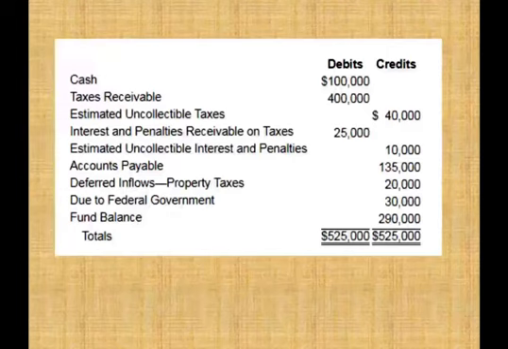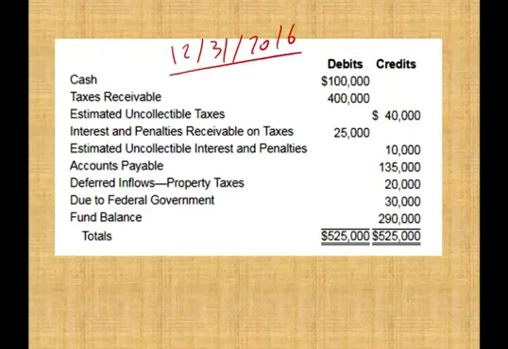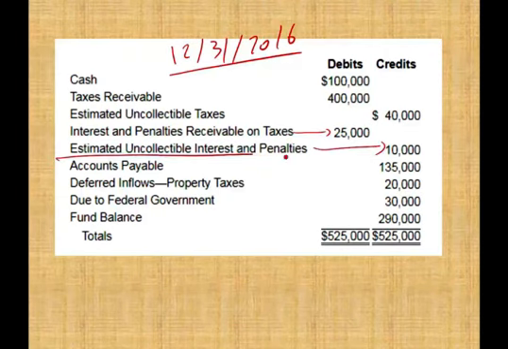So this is the trial balance for a company called the Village, not a company, a village, basically a governmental unit. And this is the trial balance as of 12/31/2016. They have cash 100,000, taxes receivable of 400,000, estimated uncollectible taxes 40,000, interest and penalties receivable on taxes 25. They estimate not to collect 10,000. Those are basically their assets.